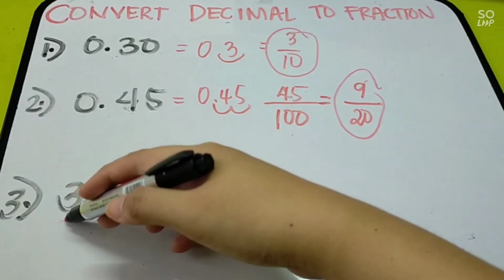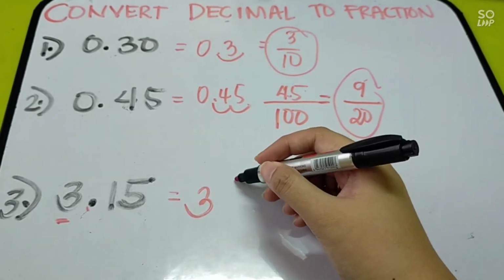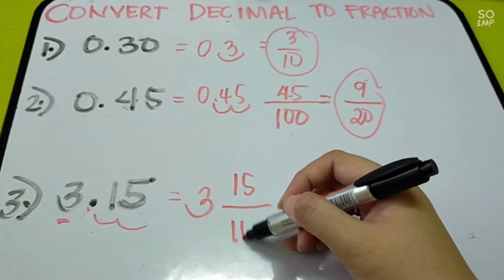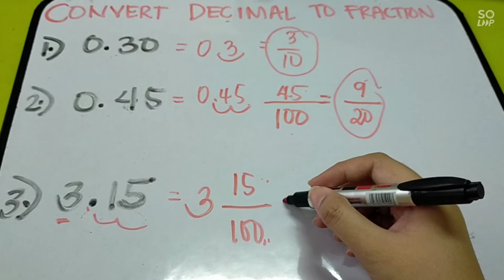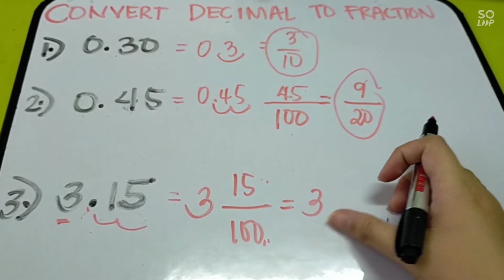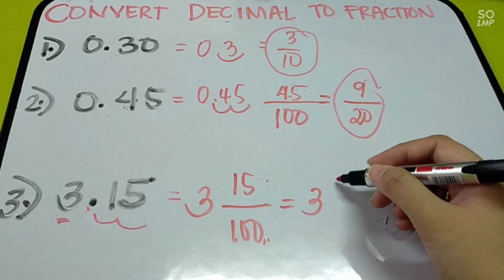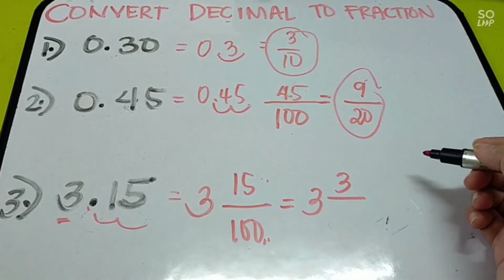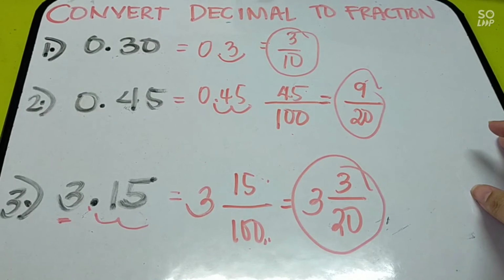So, 3 means a whole number. You have here 3 for the mixed number, then 15 over, since there are two decimal places, over 100. So, we are going to simplify 15 over 100. It is equal to 3. 15 over 100 is divisible by 5. 15 divided by 5, the answer is 3. 100 divided by 5, the answer is 20. So, this is now your answer. That is it. That's how you convert decimals to fractions.